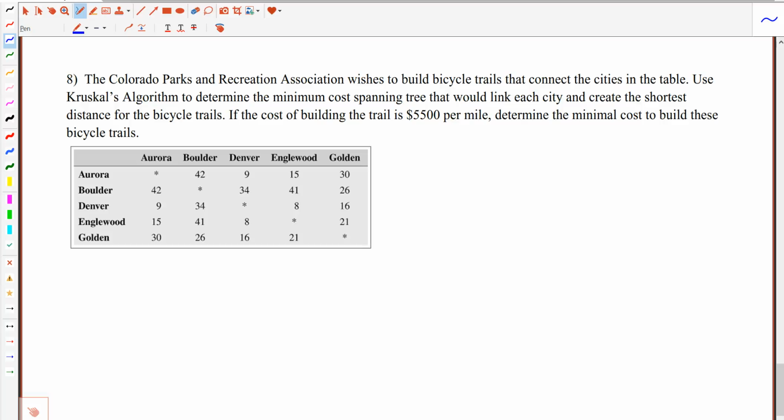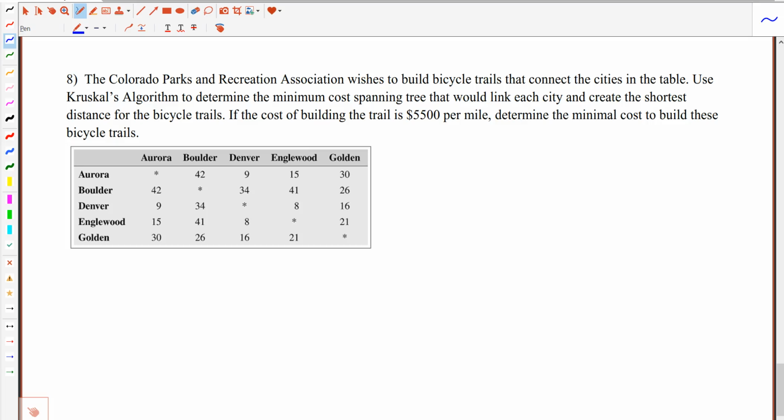In this final example looking at trees, we're going to have the weights recorded in a mileage chart, and we're going to talk about how we can solve this problem without actually drawing out the full connected graph. So the Colorado Parks and Recreation Association wishes to build bicycle trails that connect the cities in the table. Use Kruskal's algorithm to determine the minimum cost spanning tree that would link each city and create the shortest distance for the bicycle trails. If the cost of building the trail is $5,500 per mile, let's determine that minimal cost to build these bicycle trails.